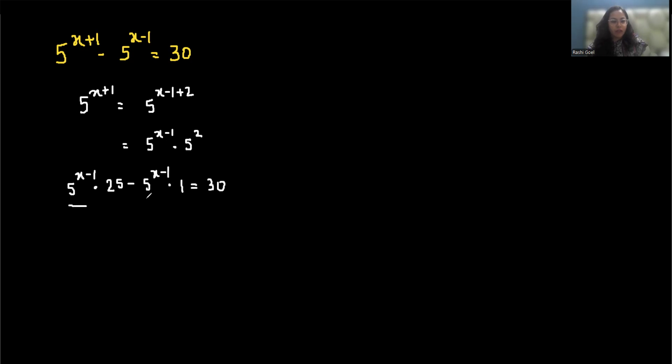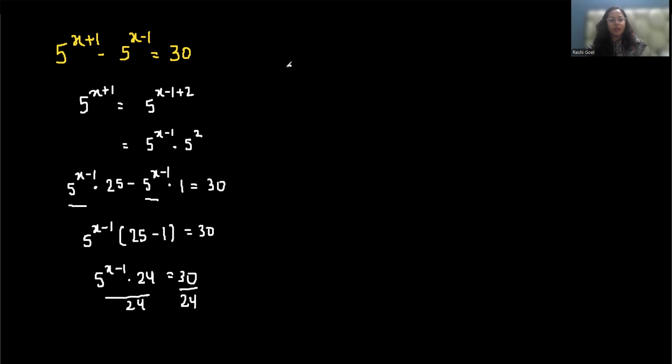Now we can take 5^(x−1) as common. So this becomes 5^(x−1) times (25 − 1) equals 30, so 5^(x−1) times 24 equals 30. So now if we divide both sides by 24, we get 5^(x−1) equals 30/24, which equals 5/4.